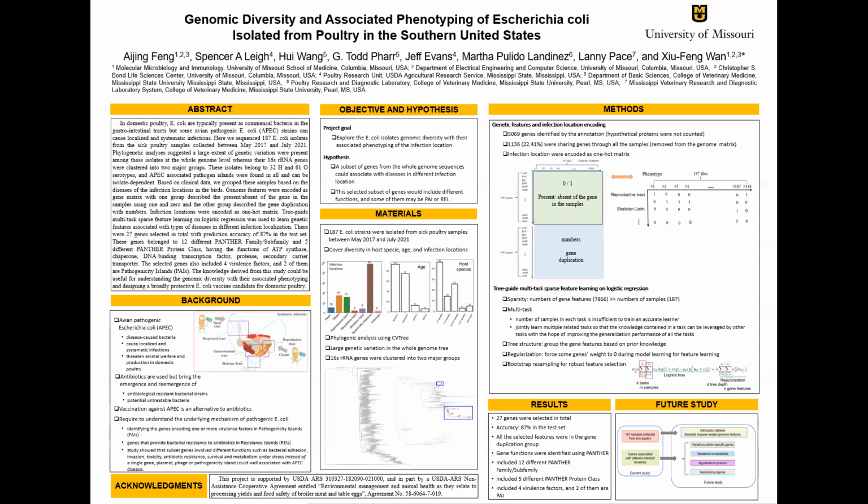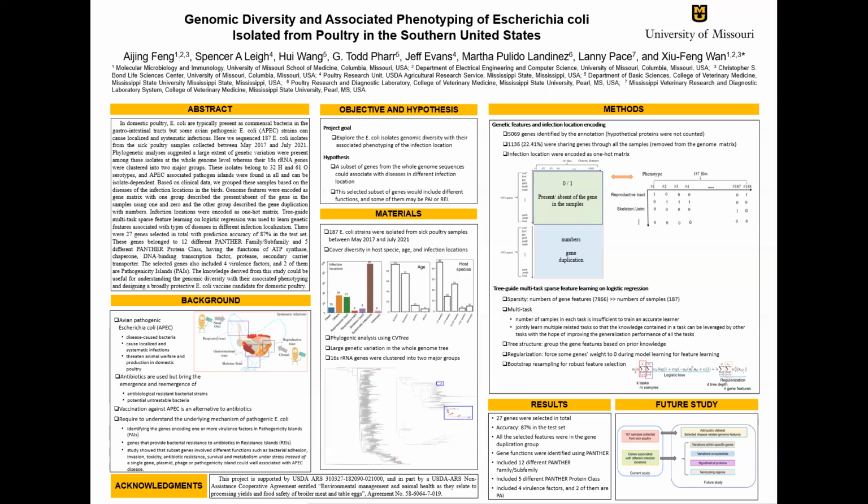Tree structure was used to group the gene features based on prior knowledge. Regularization is to force some gene weights to be zero during the model learning for feature selection. And bootstrap resampling is also used for robust feature selection. In the end, we selected 27 genes with a prediction accuracy of 87% in the test set.